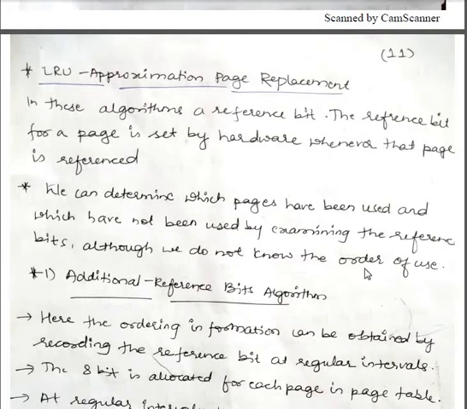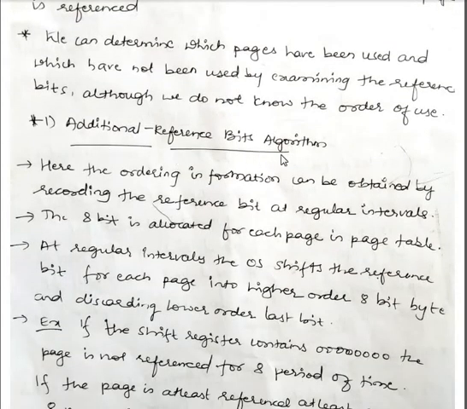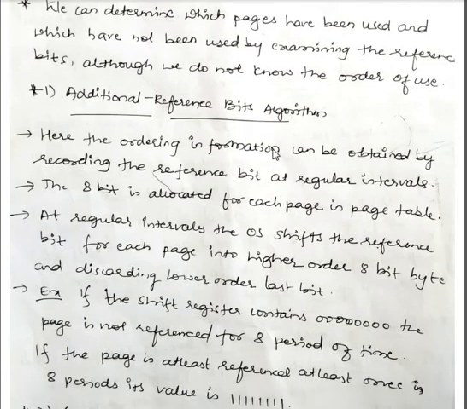How to know the order of use then? Next we are going for the additional reference bits. What we are going to do here? Ordering information can be obtained by recording the reference bit at regular intervals of time. Means what? With every page we are setting an 8-bit byte here. The 8-bit byte is initially set to 0 completely. If that particular page is referenced, then its reference bit is set to 1 here. And at regular intervals of time, shifting will take place.